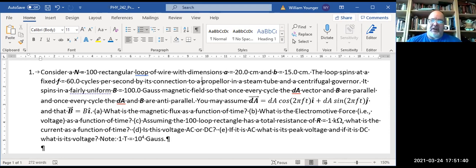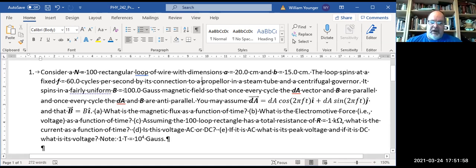So we're basically just spinning something at 60 cycles per second. That's also called 60 hertz, H-E-R-T-Z. So the loop spins at a fixed f equals 60.0 cycles per second by its connection to a propeller in a steam tube and a centrifugal governor.